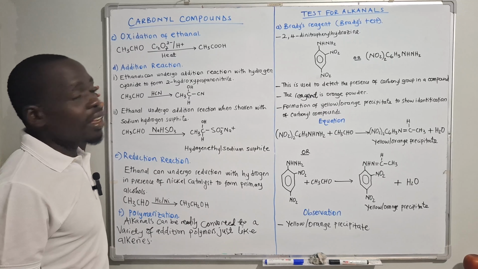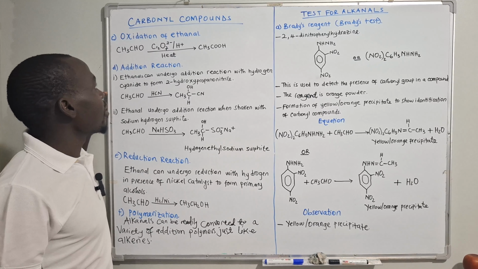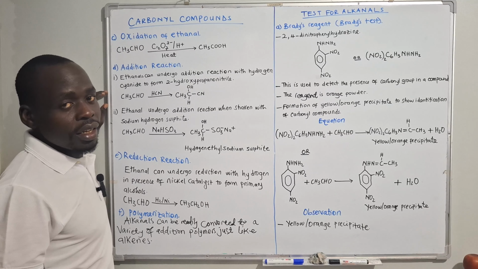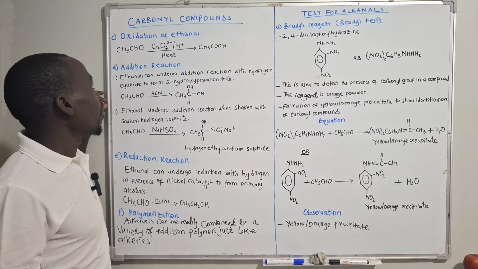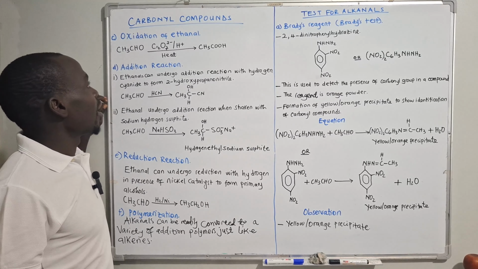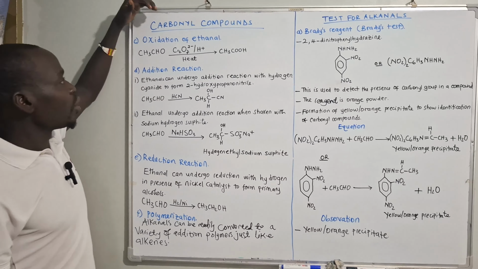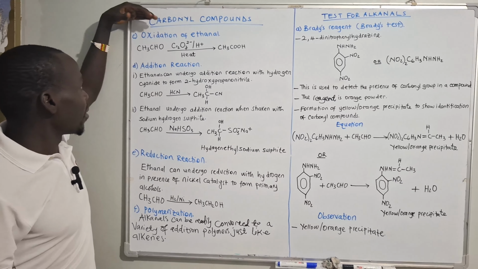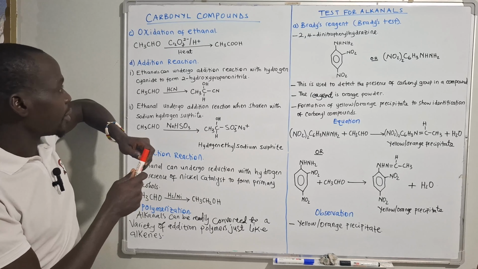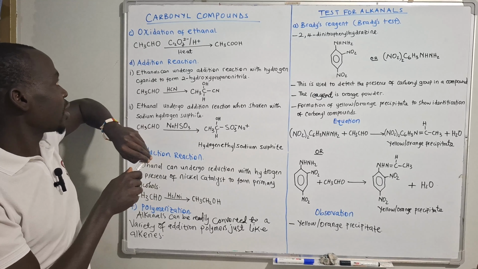Yes, we are still in carbonyl compounds, and we say these carbonyl compounds are split into two: the ketones and the aldehydes. Also, we can say the alkanones and the alkanals. We are still in alkanals, and we have seen how we can prepare them in the lab. We have also seen the physical properties and the chemical properties.